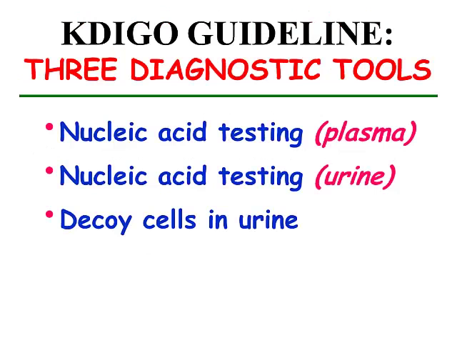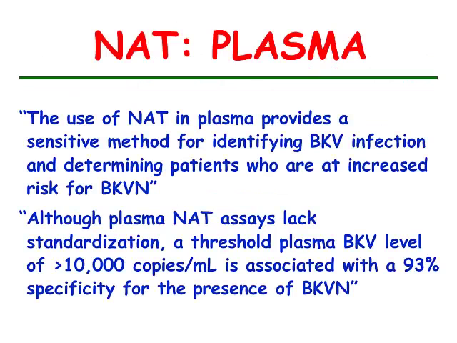So what do they say about the diagnosis of BKV reinfection? They say there are 3 tools: the testing of nucleic acid of the virus in the plasma, the testing of nucleic acid in the urine, and the possibility of searching for decoy cells in the urine. So let's start with nucleic acid testing in the plasma. I'm quoting what the guidelines say.